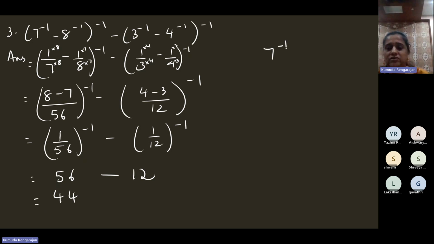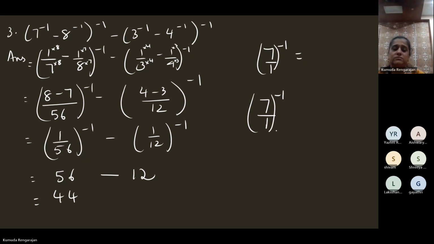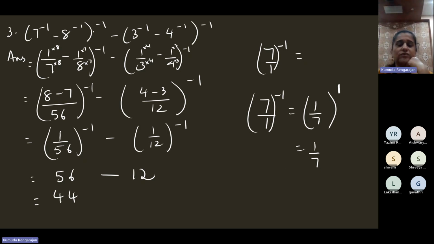So 7 to the power minus 1 is equal to, what is 7? 7 means 7 by 1. 7 to the power minus 1 is nothing but 7 by 1 to the power minus 1. Reciprocal of the base 7 by 1 is 1 by 7. Negative of the power, minus 1 becomes plus 1. So this is nothing but 1 by 7. That's what we've done everywhere.